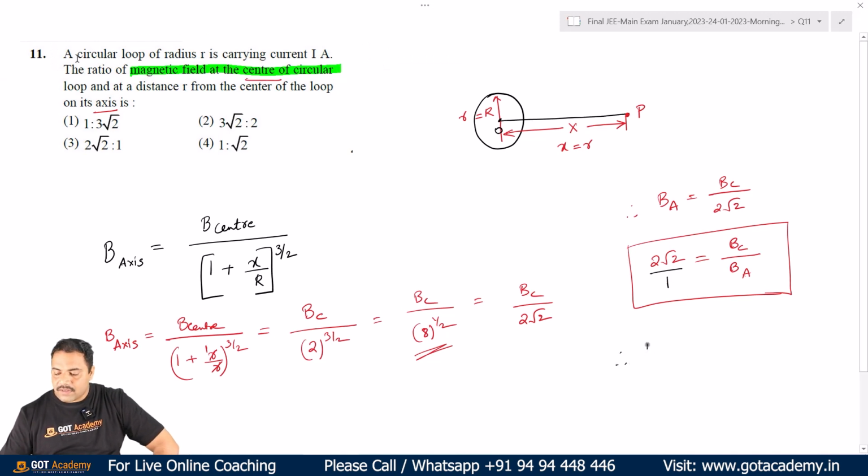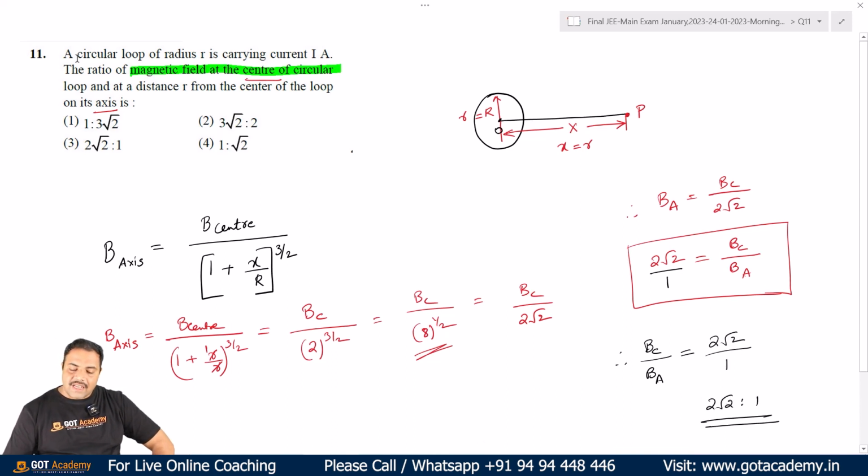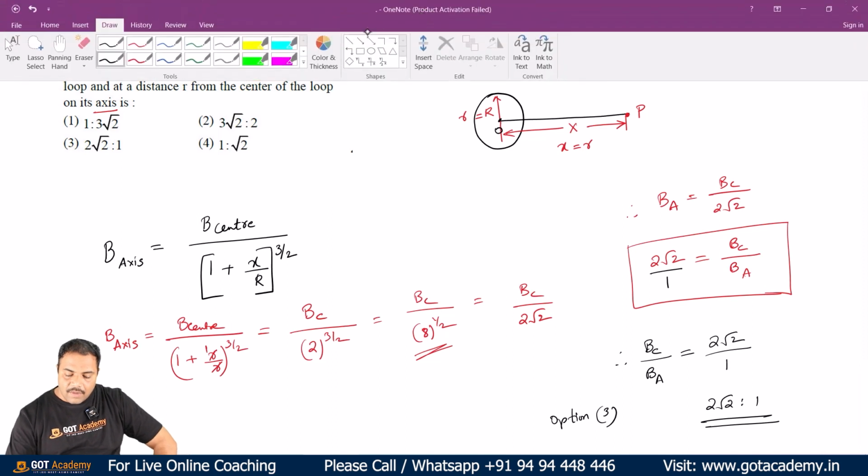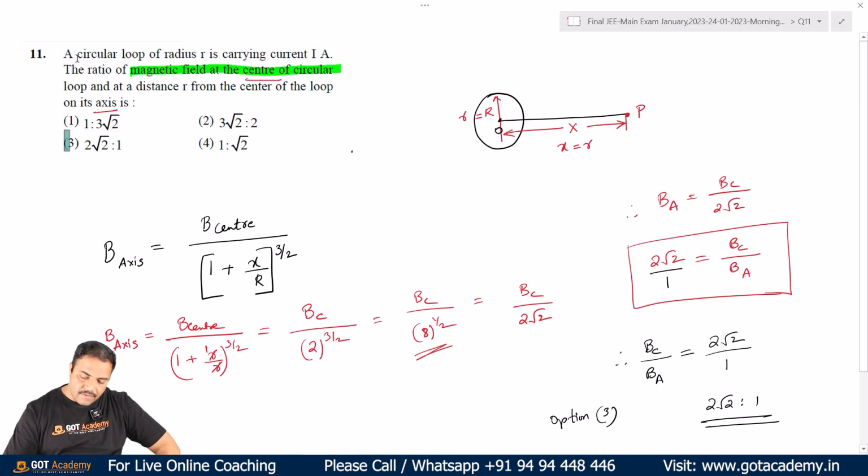Therefore, the magnetic field at the center of a loop to the magnetic field at a distance on its axis is 2 root 2 by 1, that is 2 root 2 is to 1. So this is the answer. This comes under option 3. This is our right answer.